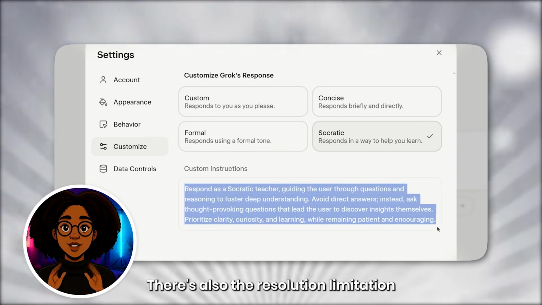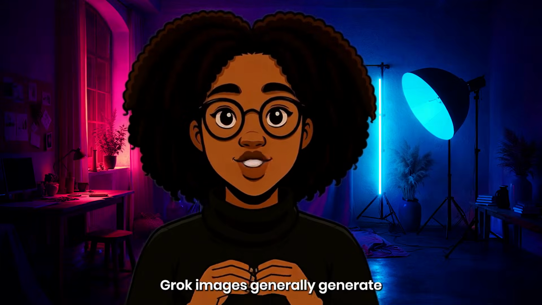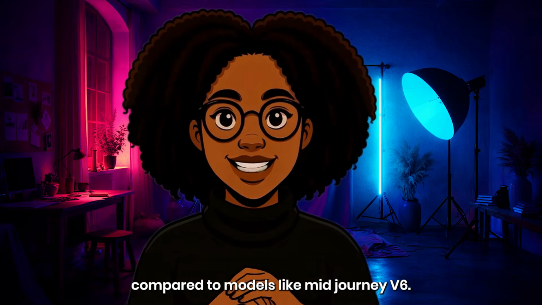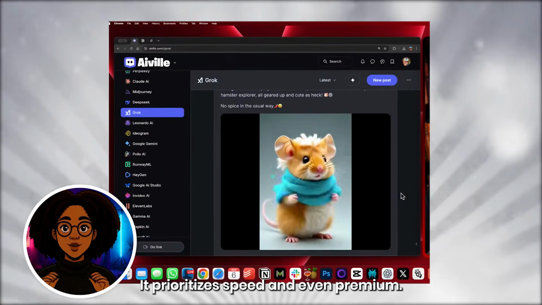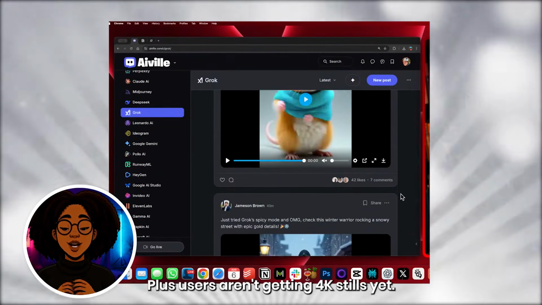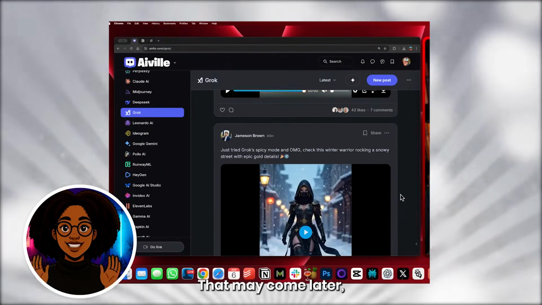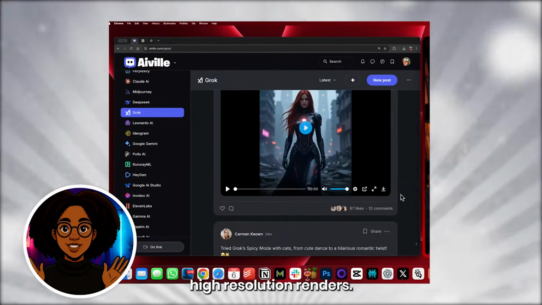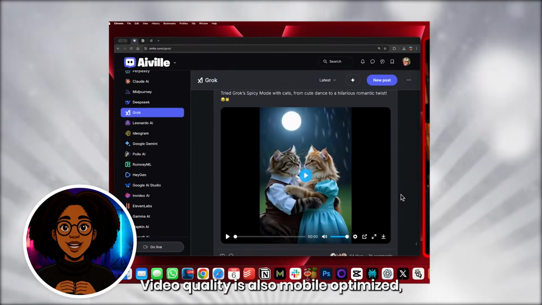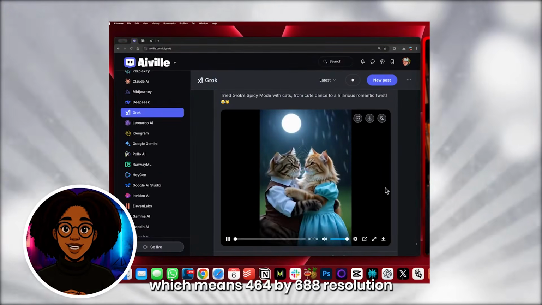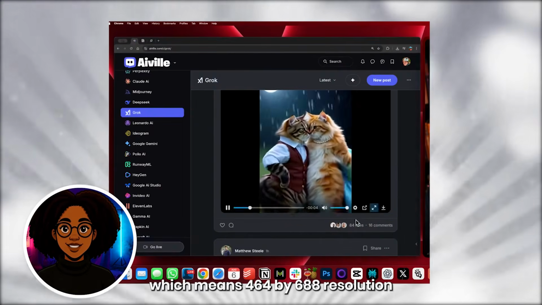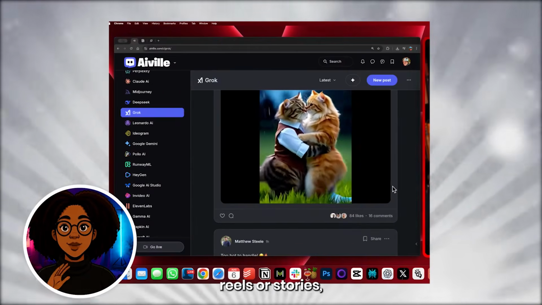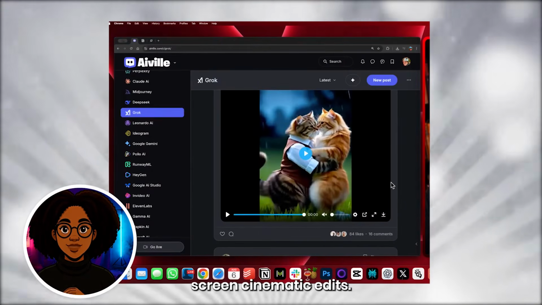There's also the resolution limitation. Grok images generally generate around mid-resolution compared to models like Midjourney V6. It prioritizes speed, and even Premium Plus users aren't getting 4K stills yet. That may come later, but for now, expect solid but not ultra-high-resolution renders. Video quality is also mobile optimized, which means 464 by 688 resolution for animations. That's good for TikTok, Reels, or Stories, but not ideal for large-screen cinematic edits.